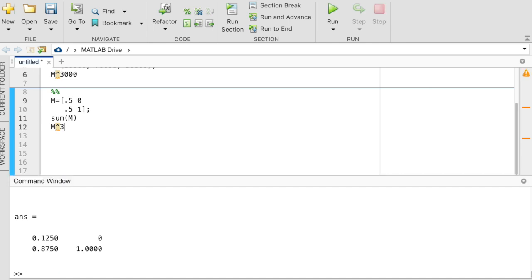M cubed is 87.5% as we saw before. M to the fourth, 93.75. M to the fifth, 96.88.